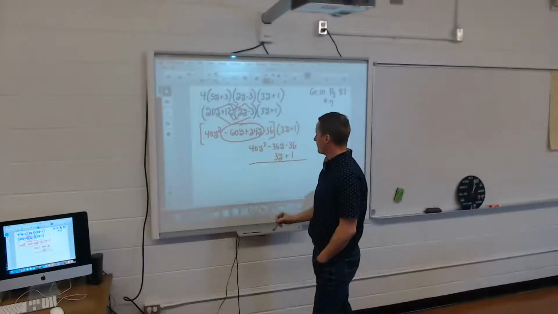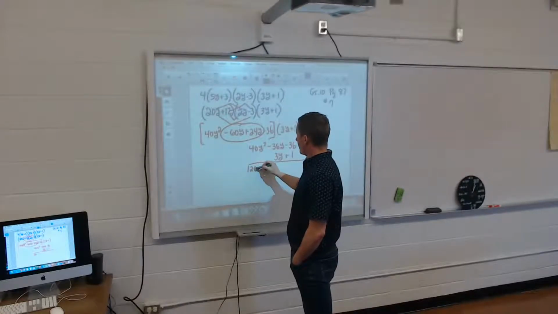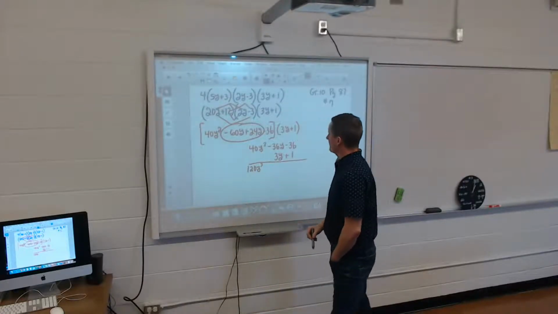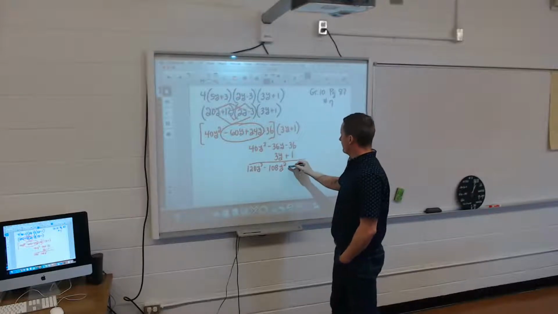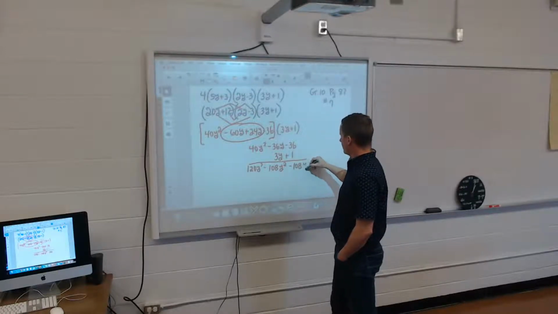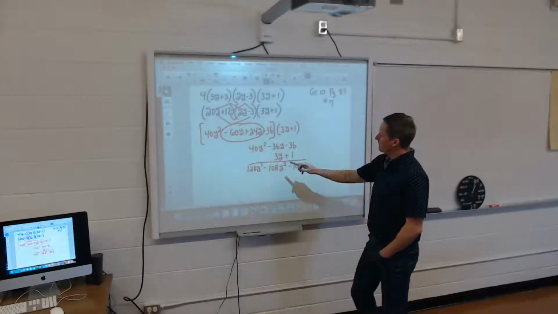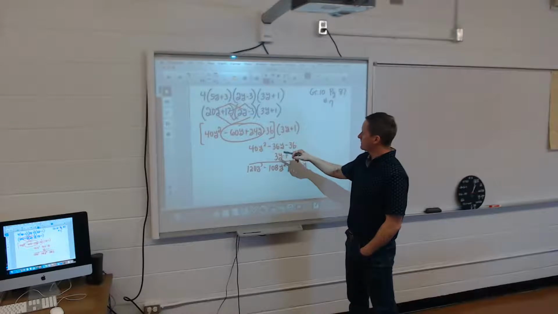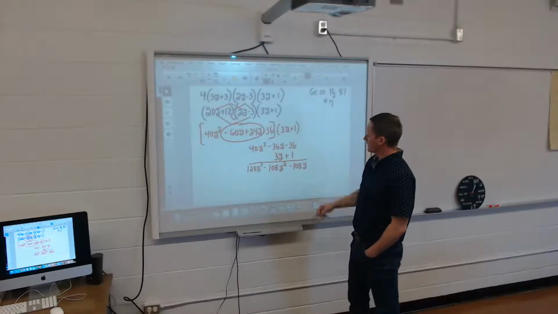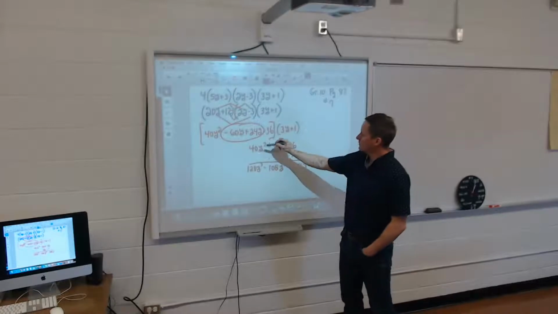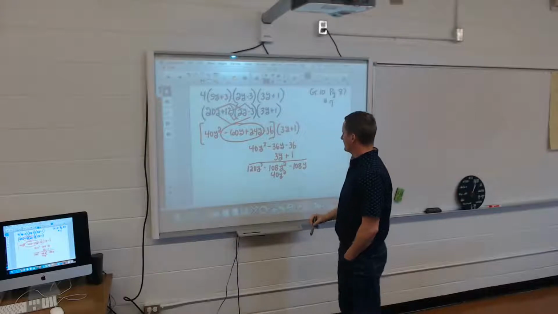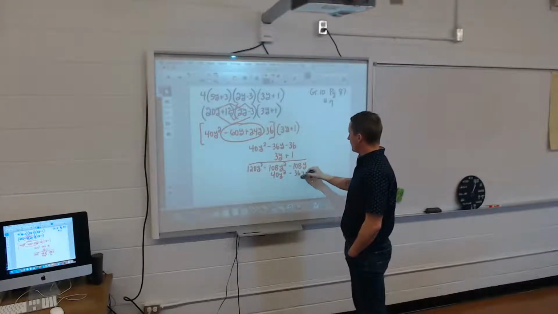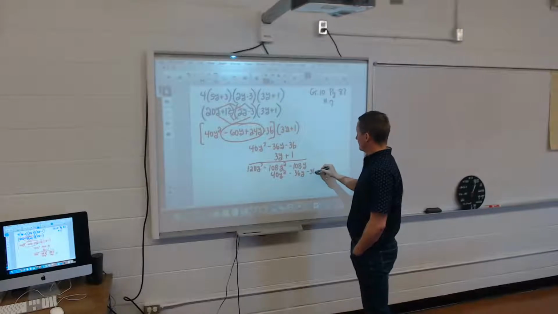So I've got 3y times 40y squared, which is 120y cubed. 3y times minus 36y is minus 108y squared, and 3y times minus 36 is minus 108y. Now I have to multiply everything by 1. So I get 40y squared minus 36y minus 36.